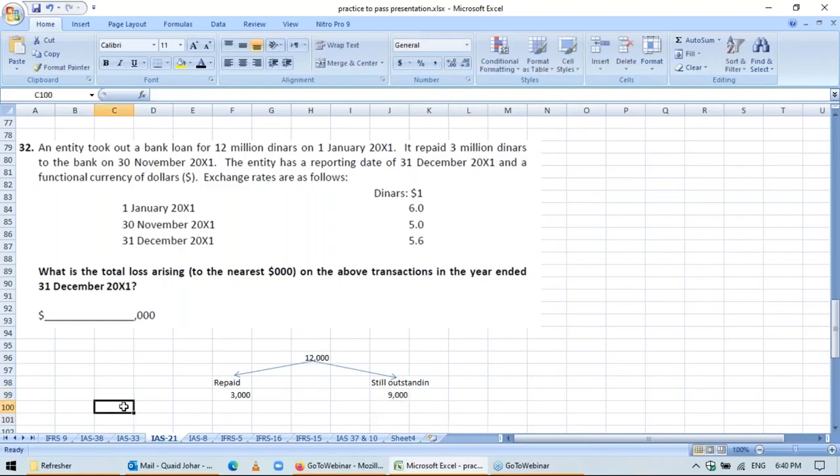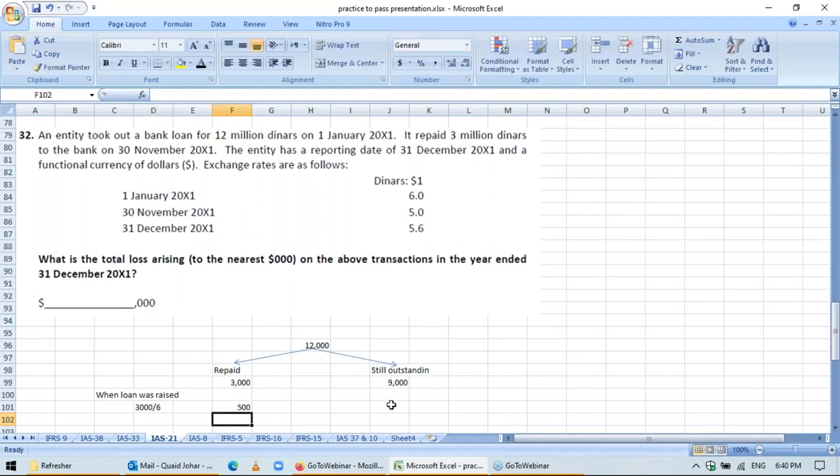Now, when the loan was taken out, at that time, 3,000 should be divided on 1st January 2001 by 6. This gives you $500. And then this 9,000 needs to be divided by 6 at the spot rate. So this gives you 1,500. So this is the dollar amount now.